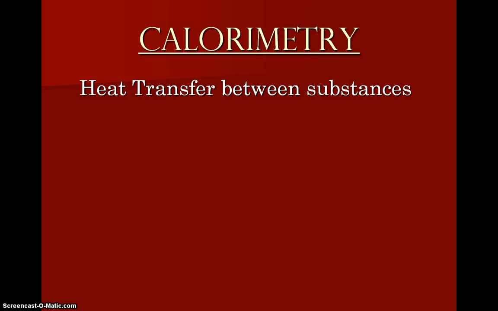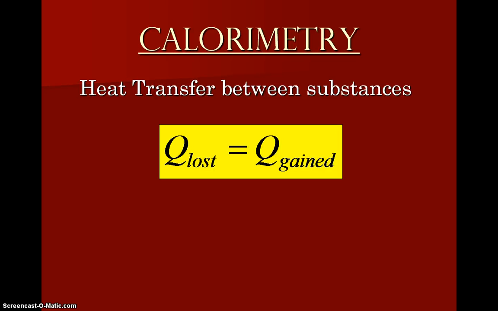All right, so the idea of calorimetry is really using the law of conservation of energy in order to talk about the transfer of heat, and it's a process in which we can quantify that. And so essentially, this equation says that heat energy is conserved. So whatever the heat energy lost by one substance must be the heat gained by the other substance.